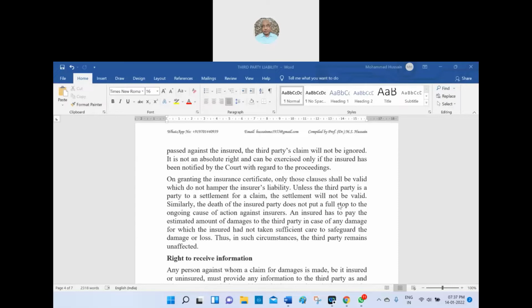Unless the third party is a party to a settlement for a claim, the settlement will not be valid. Now the question comes, why not? Suppose the insurance company says, okay, you got the damage this much, we are going to pay you this much. But if you want to file a case, it takes years together. So instead of tomorrow's chicken, today's egg is better. Many insurance litigations are settled only through the Lok Adalat.